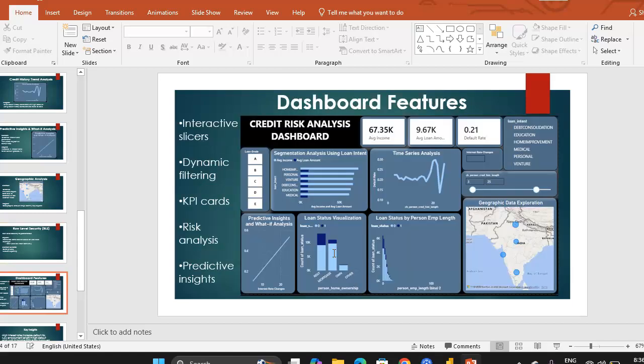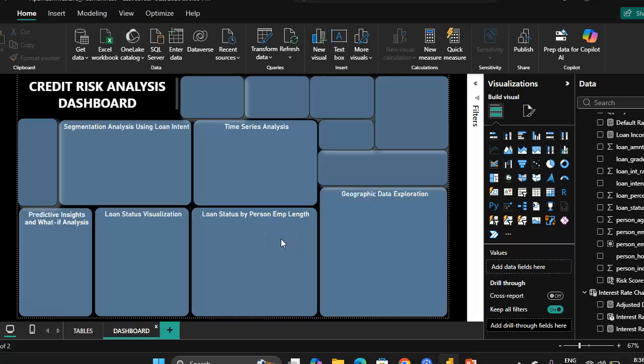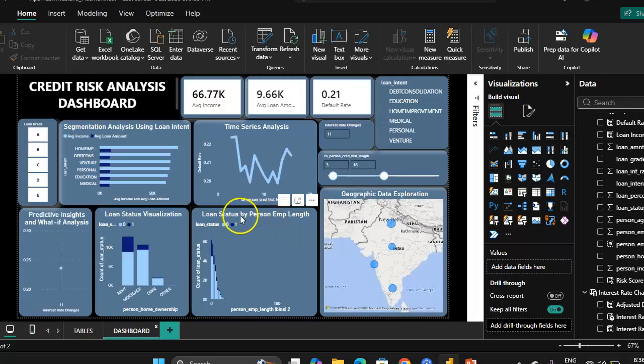Then the dashboard features. This dashboard contains multiple interactive features such as KPI cards, slicers, filters, dynamic charts, risk analysis, predictive insights. Users can interact with the dashboard and analyze data dynamically based on different filters and categories.